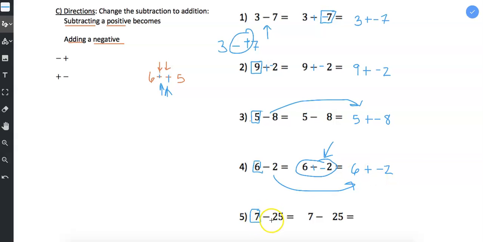All right, 7 minus 25, that's the same as 7 plus a negative 25. Because 7 minus 25, well, subtracting 25 is the same as adding a negative 25.